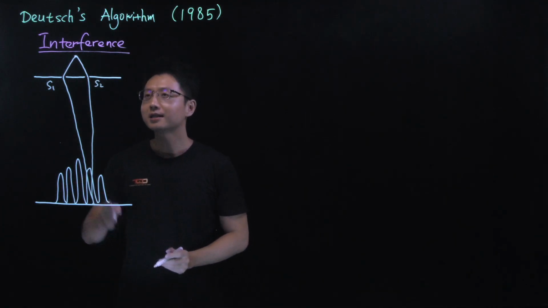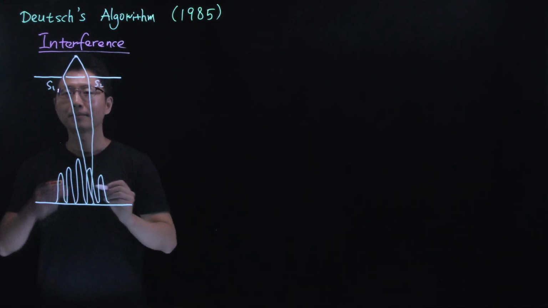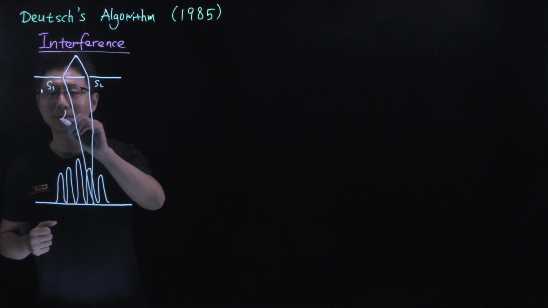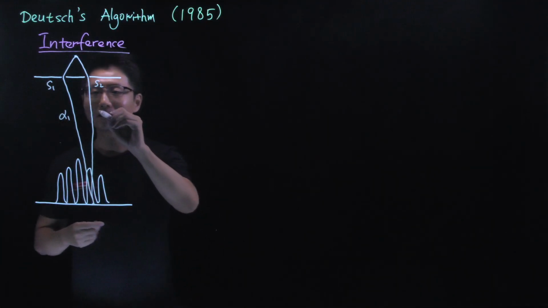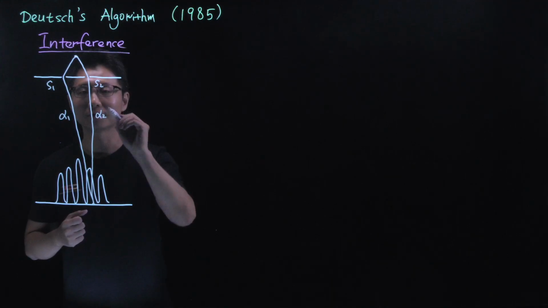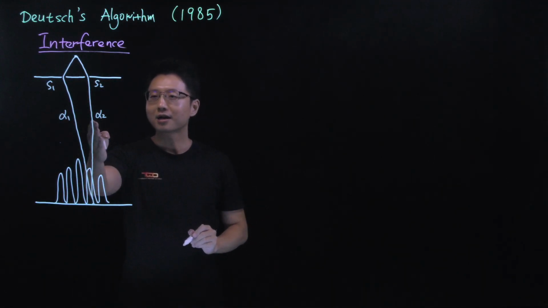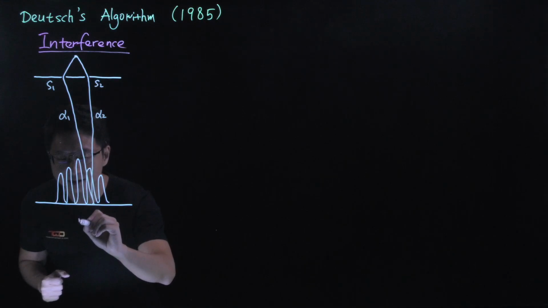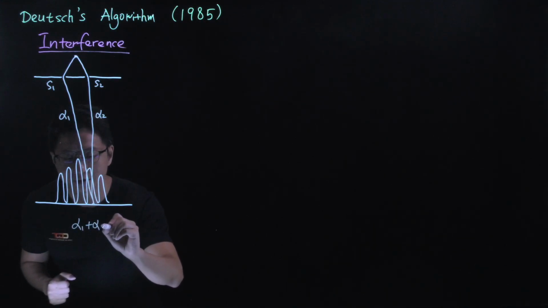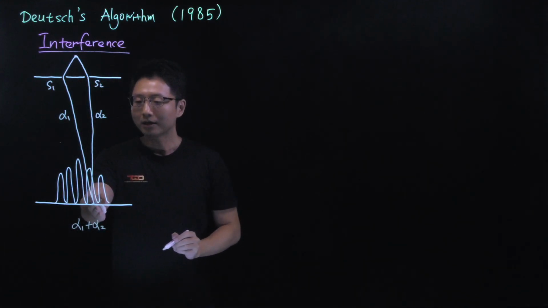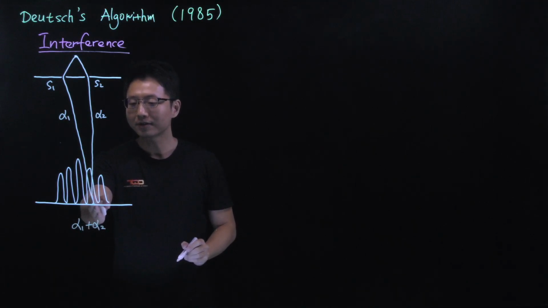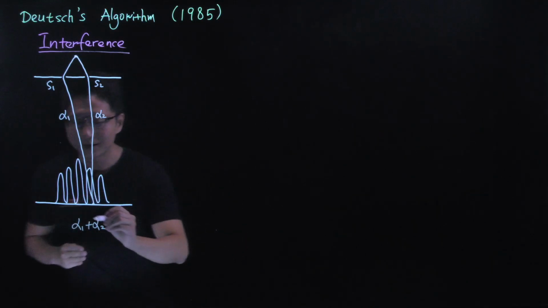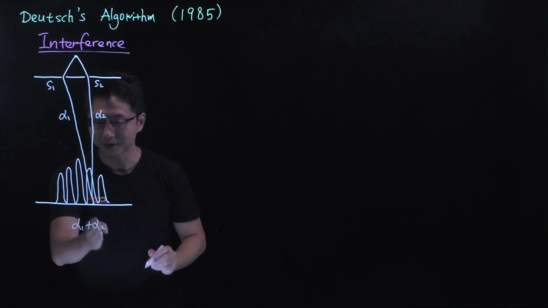We associate each of these two paths with a probability amplitude, let me call it alpha 1, and another probability amplitude alpha 2. So the combined probability amplitude is alpha 1 plus alpha 2. In order to find the probability of the particle arriving over here, we need the absolute value squared of this.